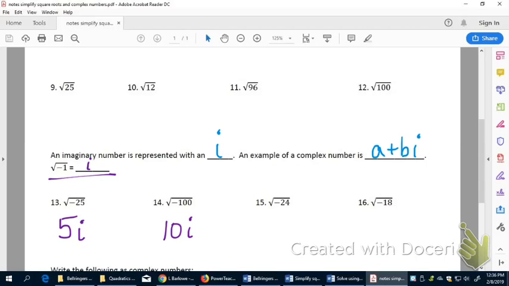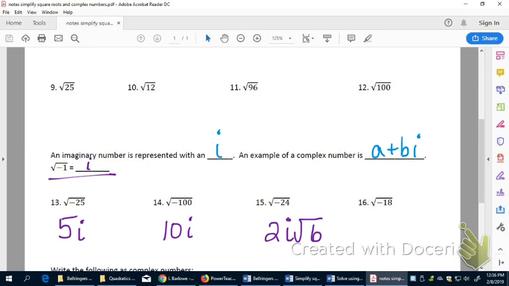All right, number 15. We already broke down 24 up at the top, number 8, I believe it was. It was 2 square root 6. You do that the same way, but you put an i with it, and it goes outside the square root right beside the number.